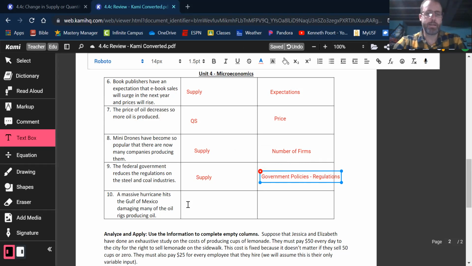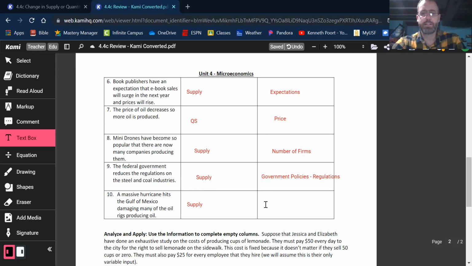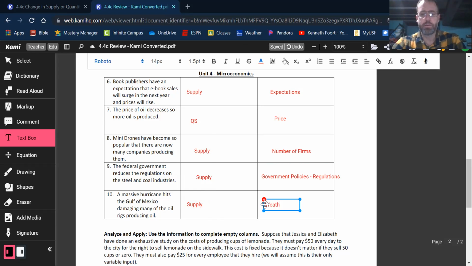The last one, a massive hurricane hits the Gulf of Mexico, damaging many of the oil rigs. So that's going to change overall supply, nothing to do with price. And we could say weather or environment.